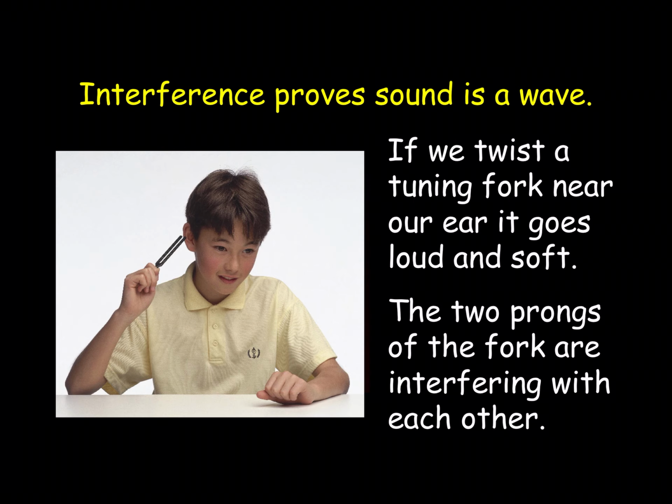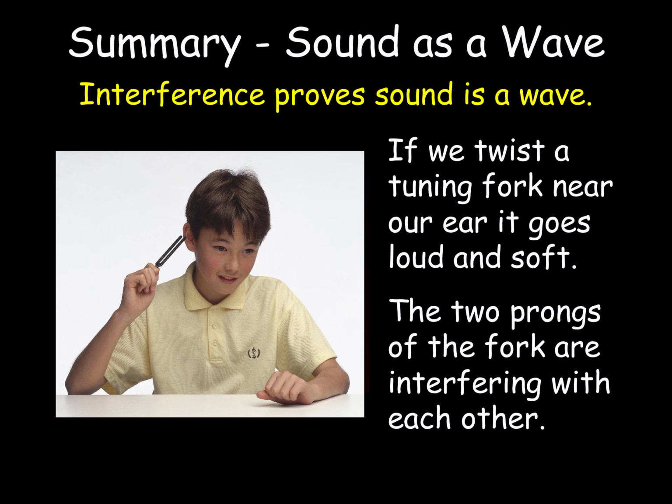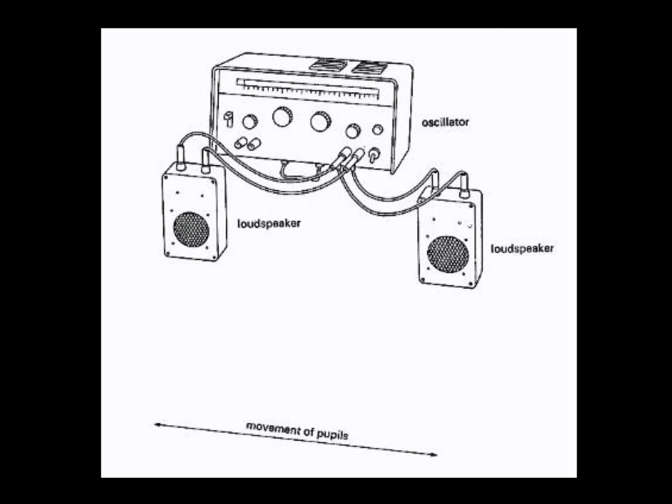We also proved, I didn't turn the sound off on this again. Yeah, there we are. So the summary, sound is a wave. Sound is a wave because of interference, and an interference pattern we can get from a tuning fork by twisting it near our ear. Now, it doesn't work because of reflection. It doesn't work unless it's near our ear, but as you twist it near your ear, you'll get this loud and soft, and that's an interference pattern because they're coherent sources.